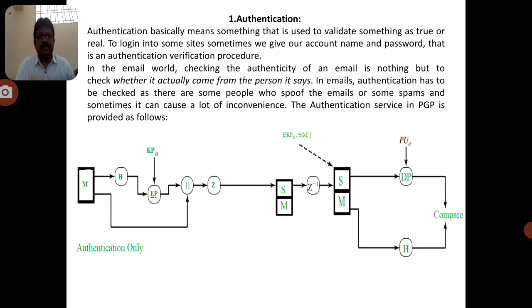In PGP, both authentication and confidentiality mechanisms are provided by using a separate algorithm called the ZIP algorithm, that is the compression algorithm, which is denoted by Z here. Authentication basically means something used to validate as true or real. That means whatever information is taken, that information is real or true.